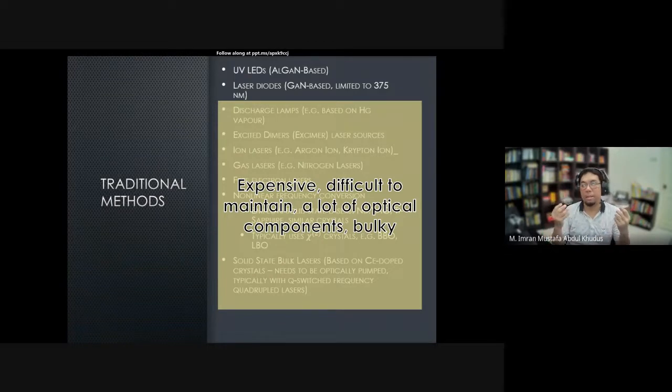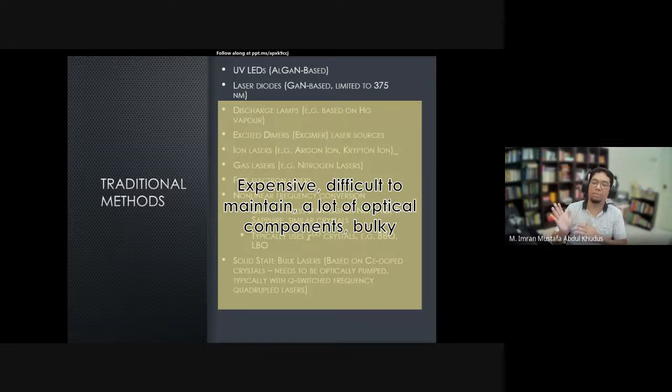For instance, mercury vapor is mercury vapor. If it hits something and it breaks apart, then there's mercury around, so it's fairly dangerous. Something like the nonlinear frequency conversion has multiple optical components, and it's fairly sensitive to alignment. Normally, if we use these sorts of things, you have to check the alignment every now and then, typically between a month and 3 months, to ensure that everything is aligned properly and has the maximum efficiency possible.